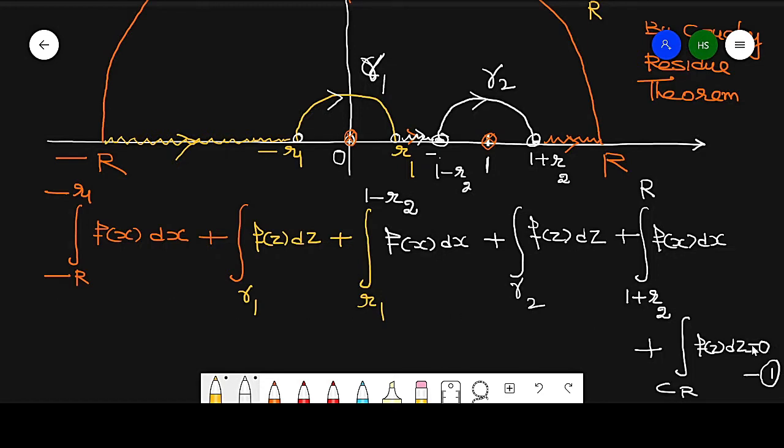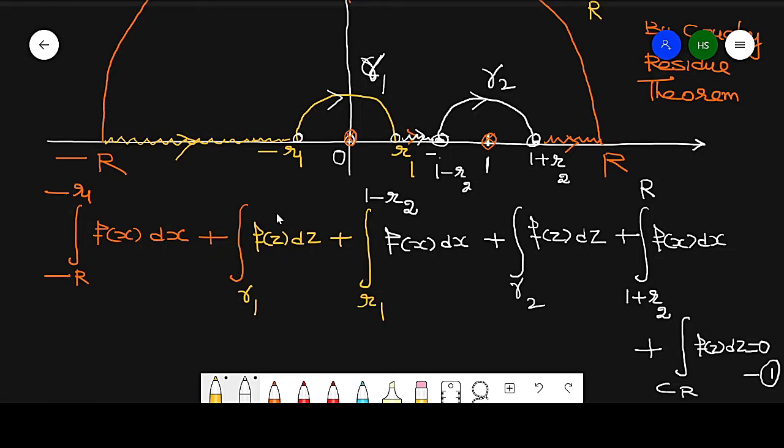If the total sum is equal to 0, then my aim is to find the value of all of these terms. So how will we find the value of all these integrations? That is my question. Then I will take the radius of capital R approaching infinity and small r1 and r2 approaching 0. So this is my aim.